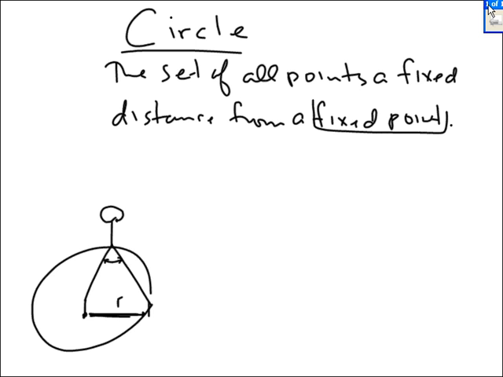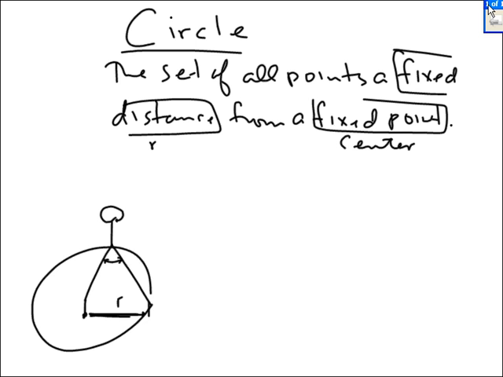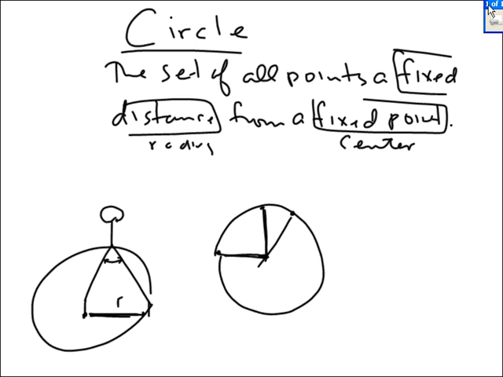This fixed point is the center, and the fixed distance, that's the radius. Here's a fixed point, and you have some distance, 2 inches. This point gets to be on the circle because that distance is 2 inches. This point does not get to be on the circle because that distance is not 2 inches. It's all the points 2 inches away from the center. And each of these distances from the center to the circle is the radius.